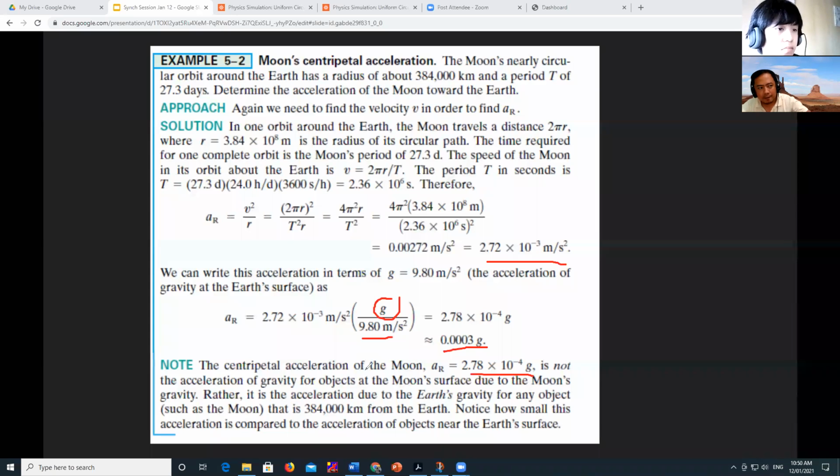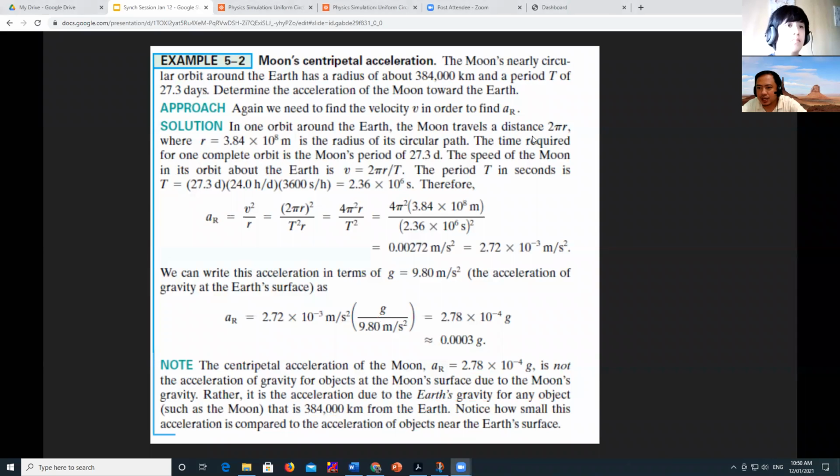Centripetal means toward the center of the orbit. Rather, it's the acceleration due to the Earth's gravity for any object, like the Moon, 4,000 from the Earth. Okay, so that's another example.